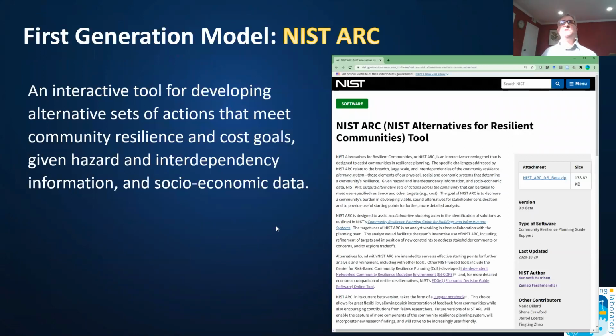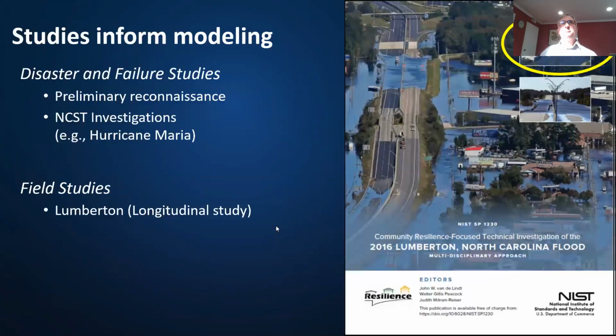Okay, so what is this tool that I'll be describing? It's an interactive tool. The whole goal is to come up with a set of actions, not just one. We're not handing off the best solution, but a set of options to meet resilience and cost goals, given a whole slew of data on interdependencies and other kinds of data.